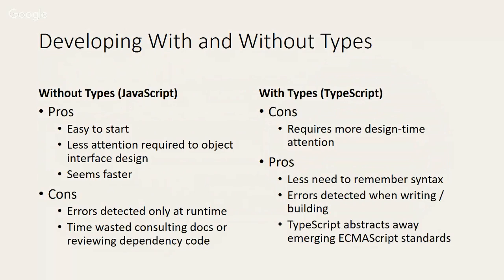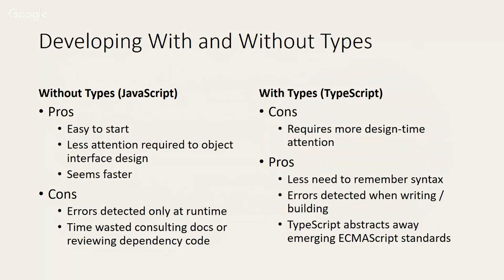So you as a developer now, you've got to introduce into your workflow that upfront intention to create something that has some cohesion, some interface behind it so that your functions and your objects communicate in the way that you intend before you write that code, because the typing will require that those type restrictions are met, those constraints. And then some of the pros with types is that there's less need to remember syntax.